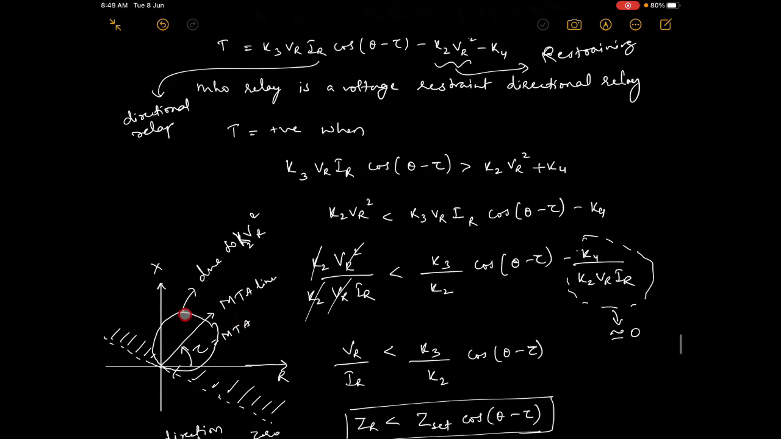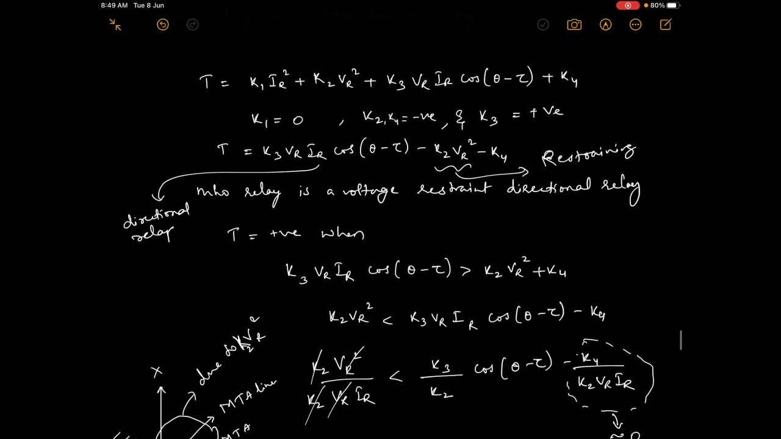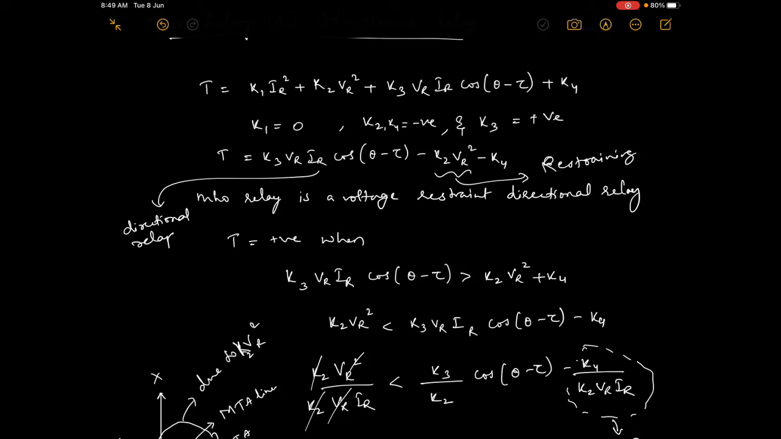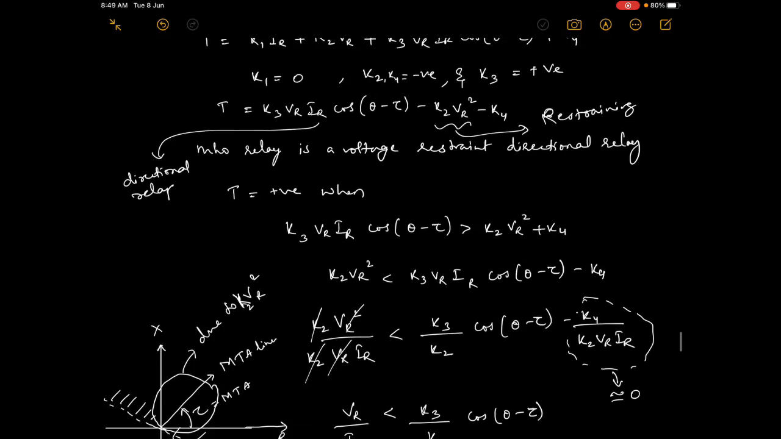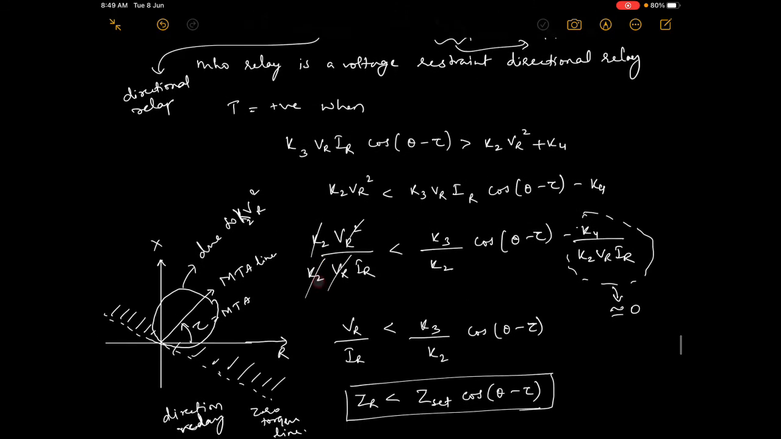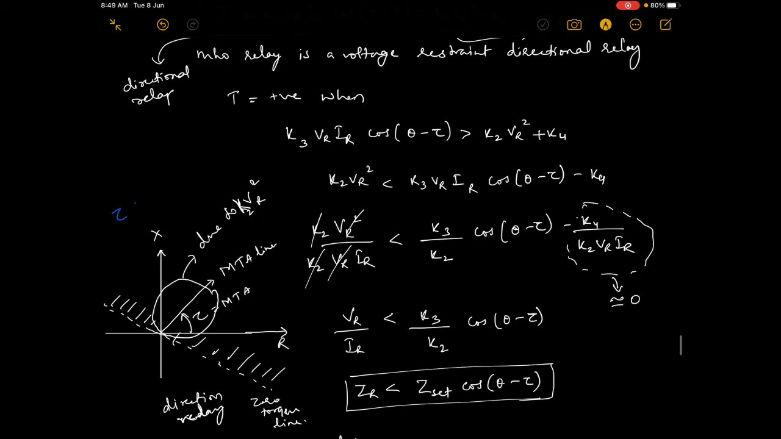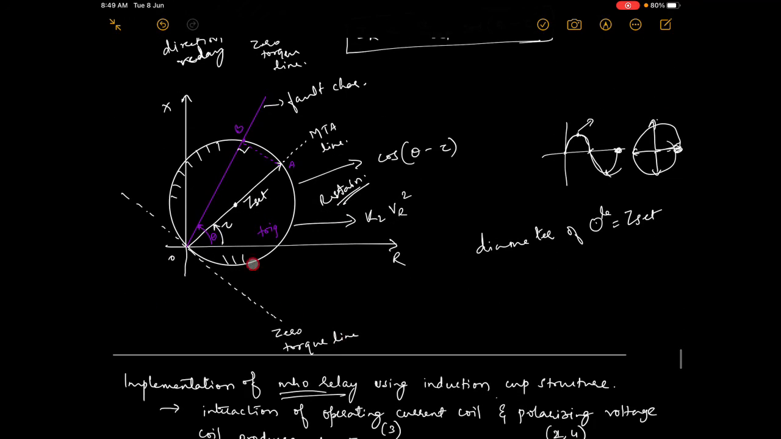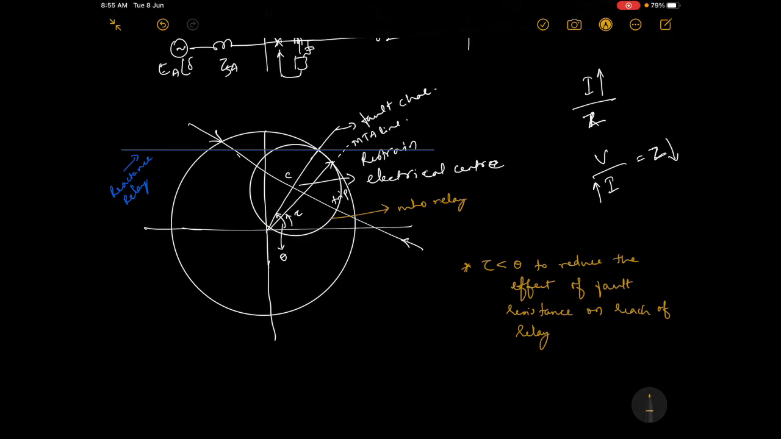Basically, this is used for large or longer transmission lines, and the impedance relay is used for medium transmission lines, and for short transmission lines the reactance relay is used. We always have tau less than theta here. You can see that tau is always less than theta. All three relays have been put together here.